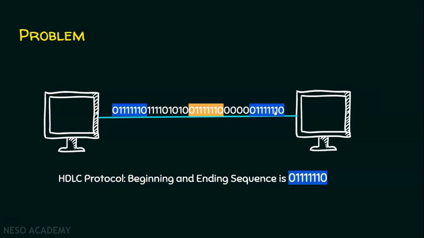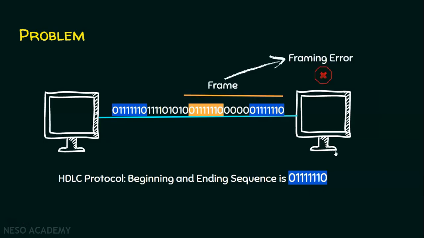And what happens if the receiver receives this group of bits? When the receiver receives this group of bits, it understands that this is the beginning of the frame and this is the end of the frame, and therefore this is the frame, and it leads to framing error. But actually this is not the frame that was created by the sender. Actually this whole information is the frame. So this has to be handled.